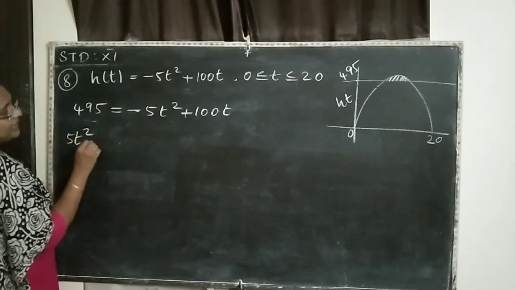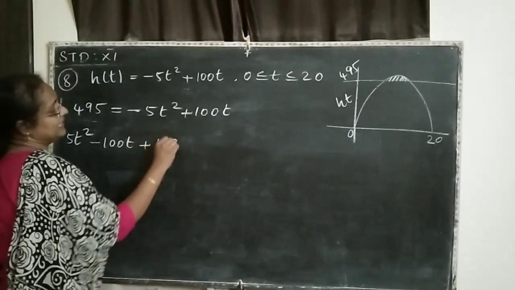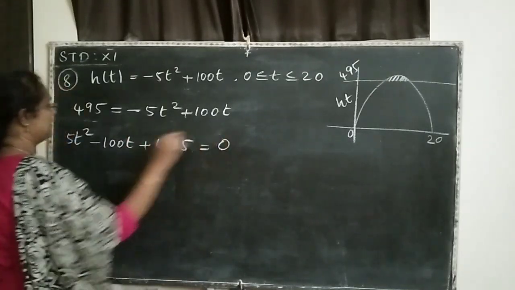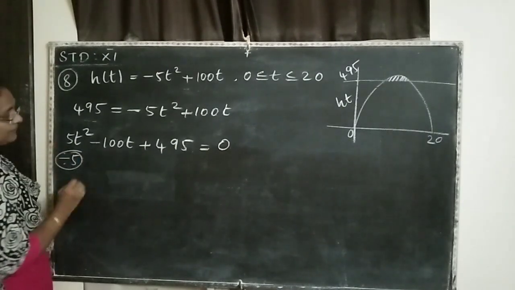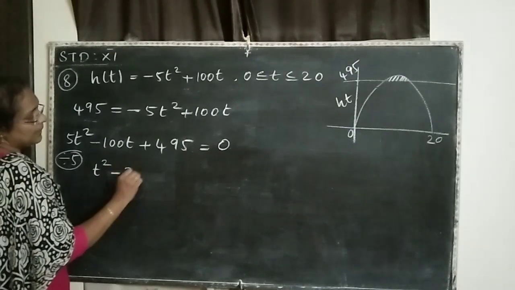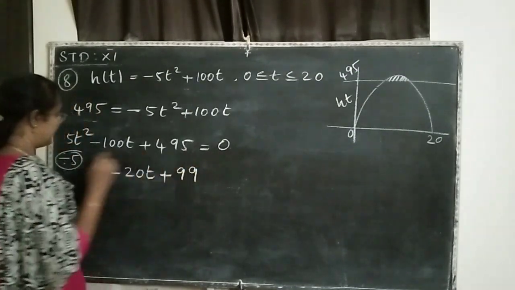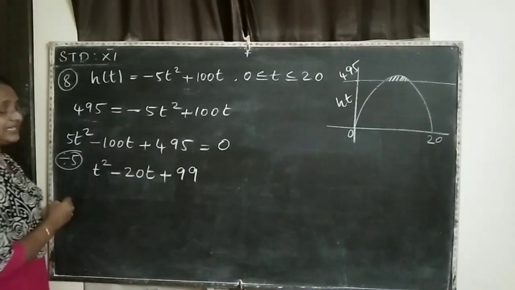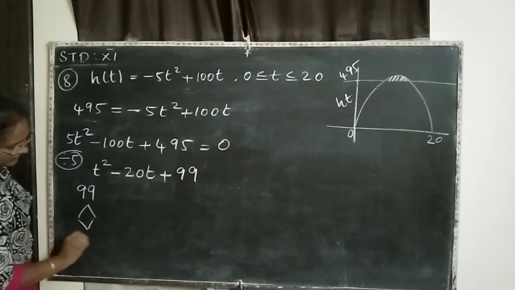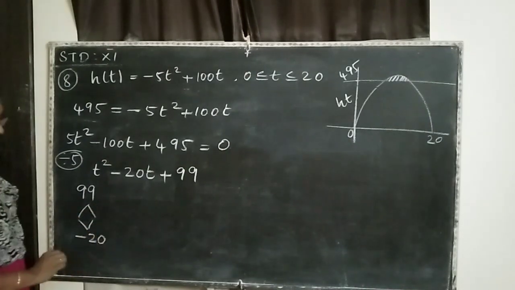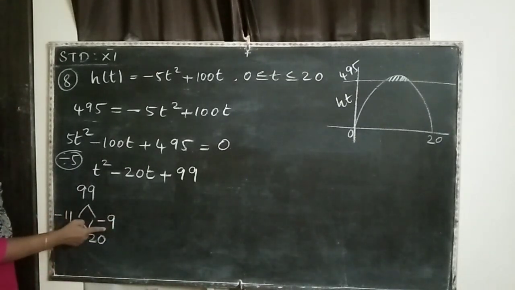So 5t squared minus 100t plus 495 is equal to 0, isn't it? Now throughout, since we have 5 multiples, we'll divide throughout by 5. So it is t squared minus 20t plus 99. 5 99s are 495. Okay, so now we are going to split this 99 into 2 factors, whereas when I add, I should get minus 20. So will it be minus 11 and minus 9?